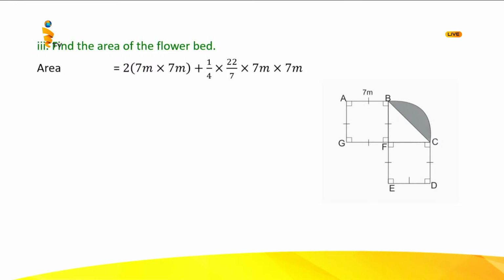The formula I have used to find the area of a sector is theta over 360 into πr squared. So when you simplify these values, you will get 98 square meters plus 38.5 square meters. Therefore, the area of this flower bed will be 136.5 square meters.